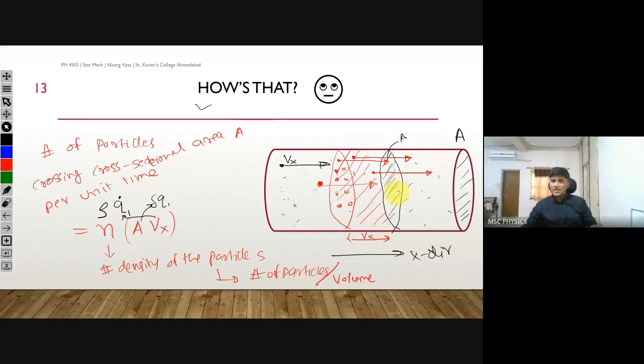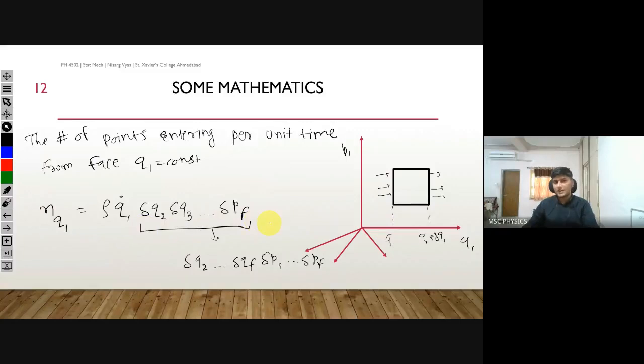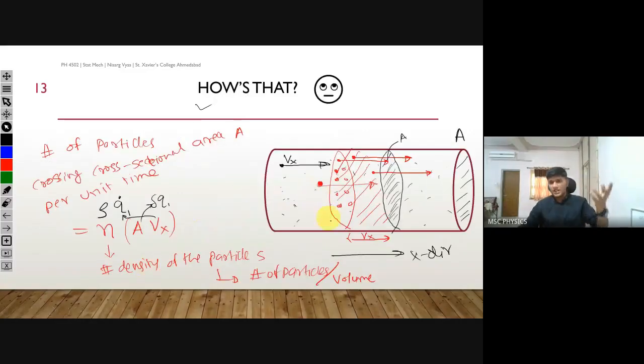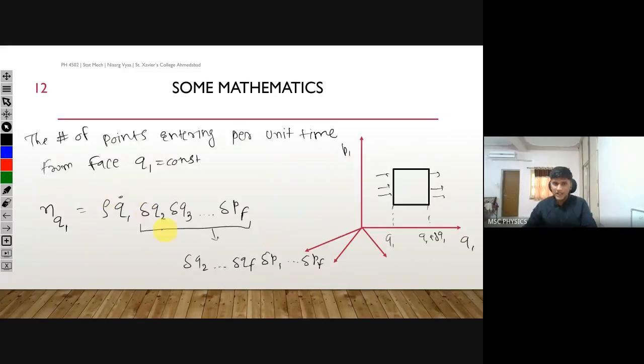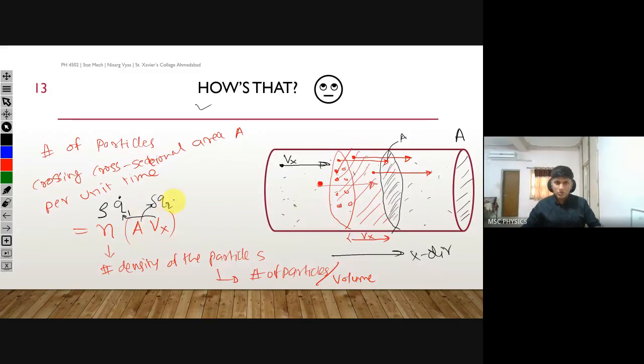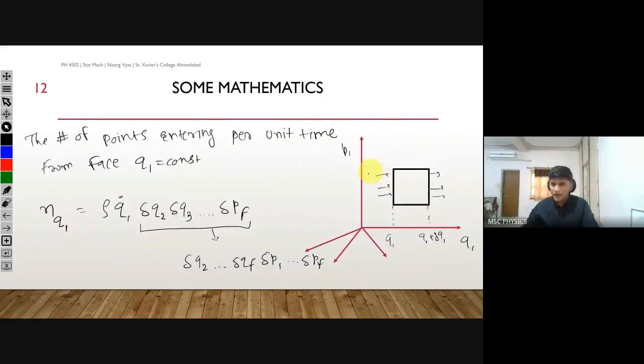The area is actually the area of cross section, and the area of cross section is made up of all these surfaces. In this higher dimensional example, in a 3-dimensional example, the area was made of 2 dimensions. So in an f dimensional example, the area is made up of f minus 1 dimensions. In 2f dimensional space, the area is made up of 2f minus 1 surfaces, and since this area is delta q2 up to delta pf, this product tells us how many particles are entering.